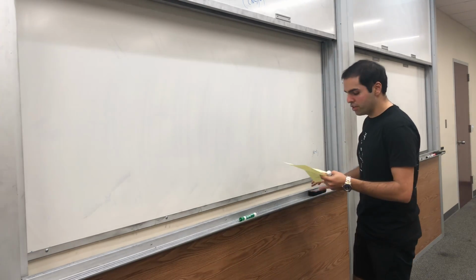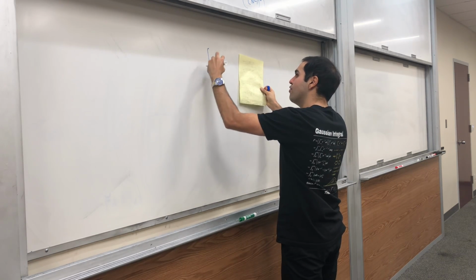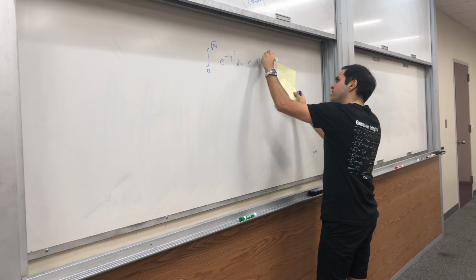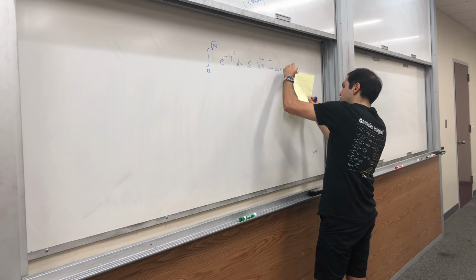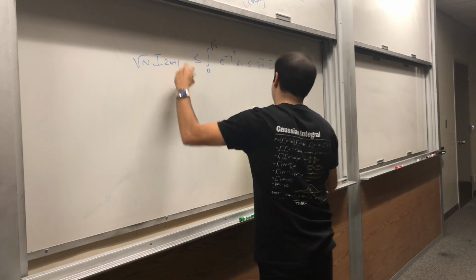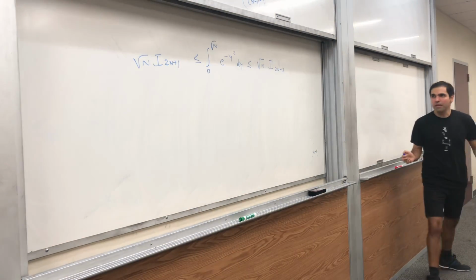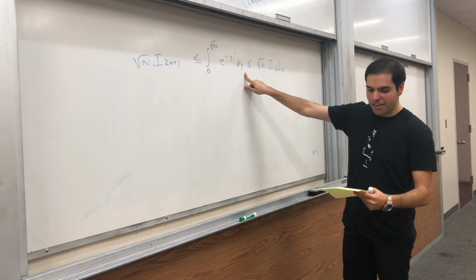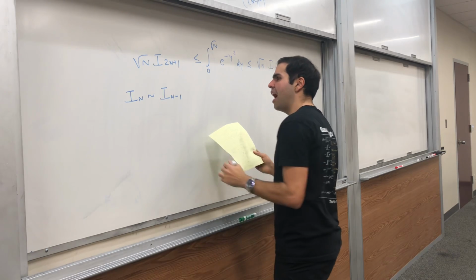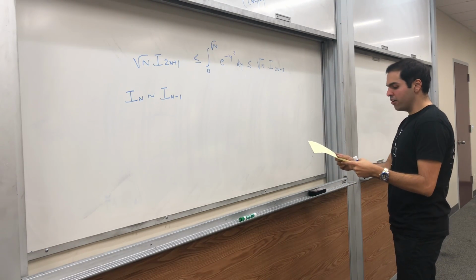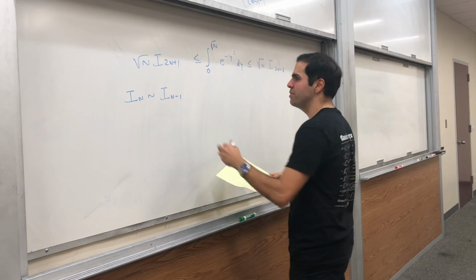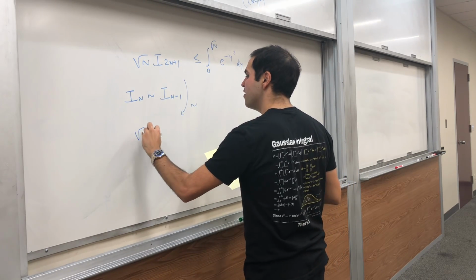So in video 7, we've shown the following identity. Namely, the integral from 0 to square root of n of e to the minus y squared dy is squeezed between square root of n times I_{2n-2} and square root of n times I_{2n+1}. Moreover, we've shown that I_n is asymptotic to I_{n-1}, and therefore the I_n's are all asymptotic.